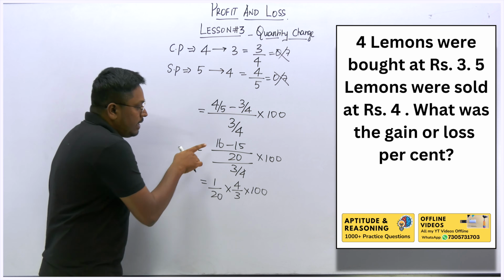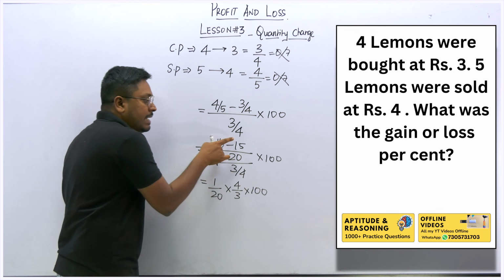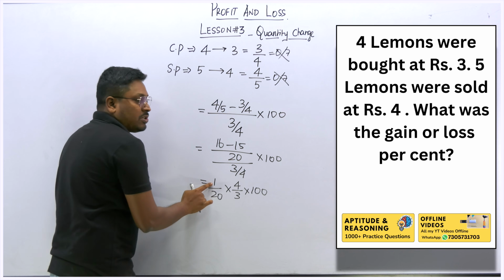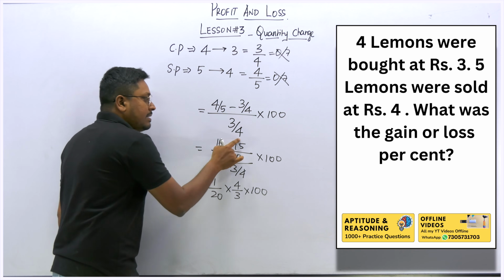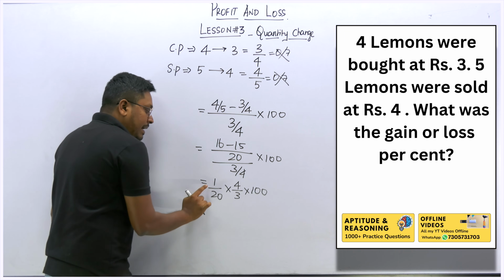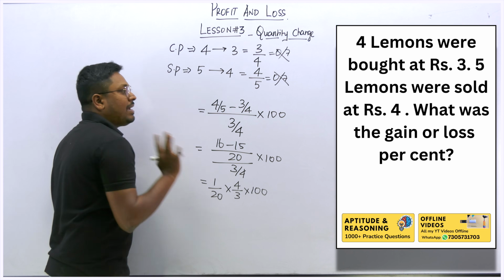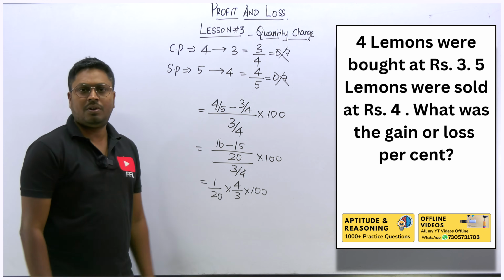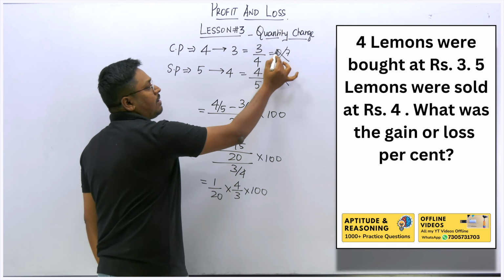In case if I am getting 15 here and instead of 15 I am getting 16 here, then the answer will be minus 1 by 20, right? 15 minus 16 will be minus 1. If I am getting an answer as minus, then we can decide that he is getting a loss, not a profit. So friends, understood or not? So don't waste time here by calculating 0 point.